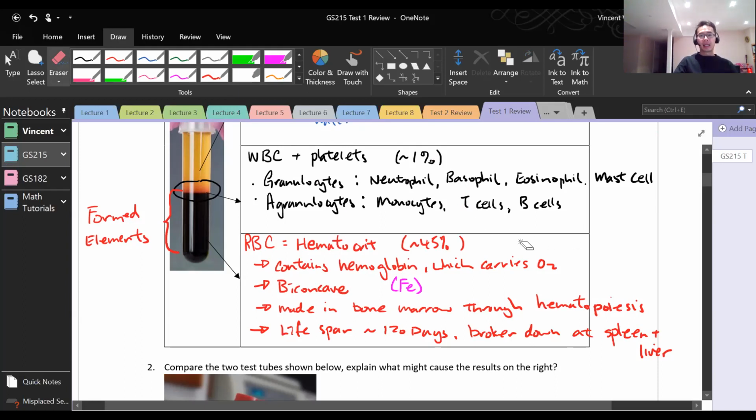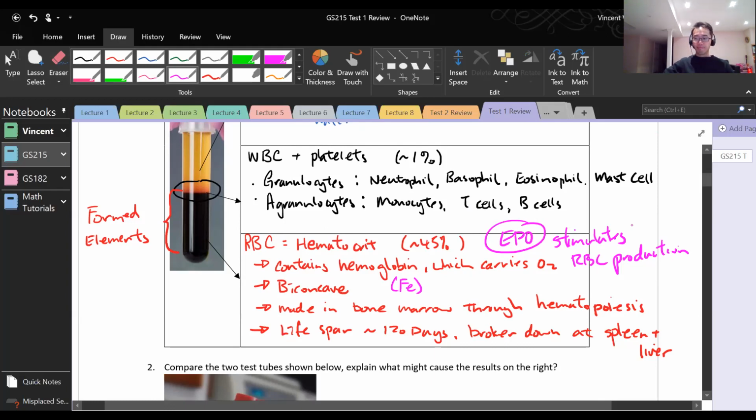Other things that come to my mind is EPO, right? EPO, the erythropoietin, stimulates RBC production. So if you don't have enough oxygen in the body, then your kidney will release the hormone EPO, which will then stimulate red cell production in the bone marrow.